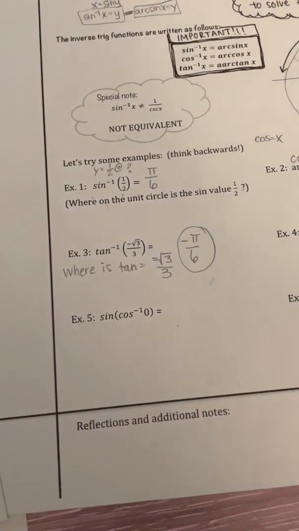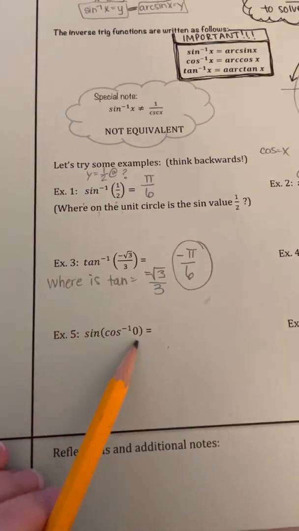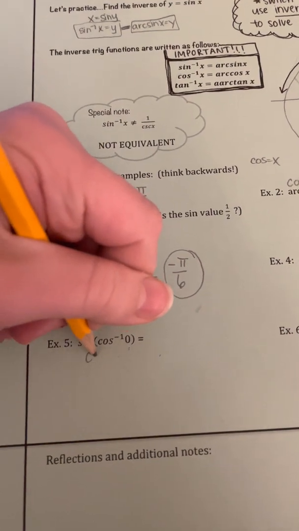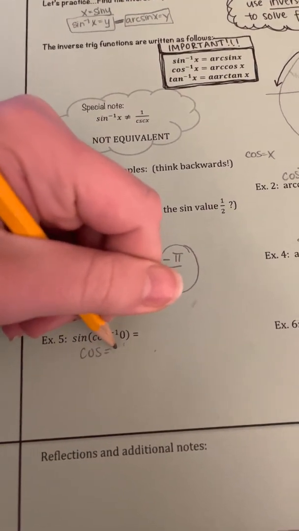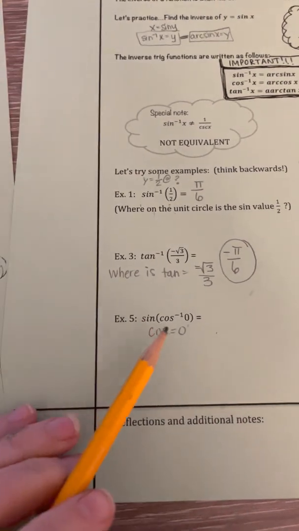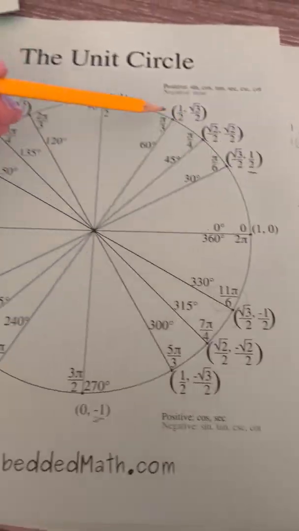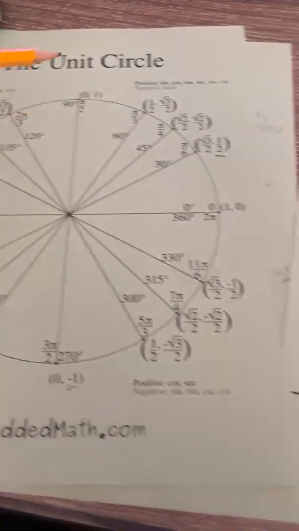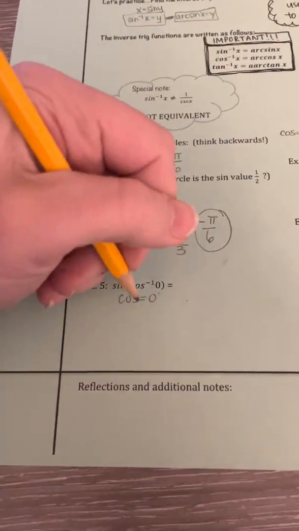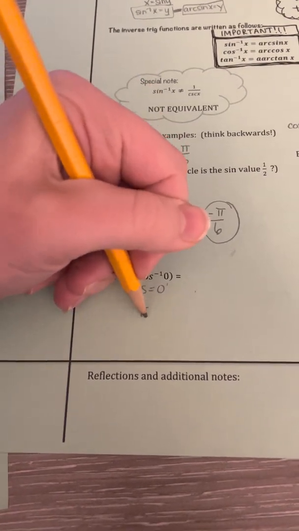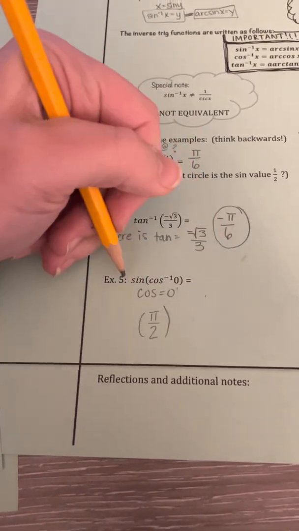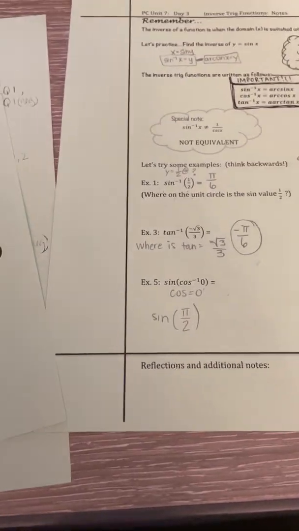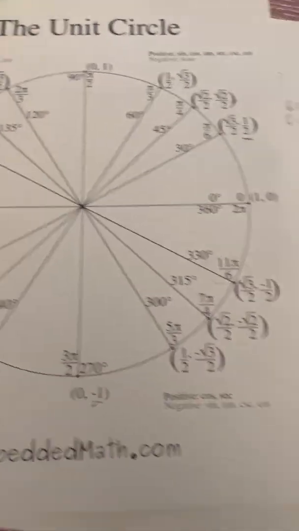All right, they're going to get a little trickier here. So we have to find the inside first and then use it on the outside. So where is our cosine equal to 0? And that's the x value. So we have to find somewhere on this top part where our x value is 0. Boom. That'll be pi over 2. All right, so cosine -1 of 0 is equal to pi over 2. Now we have to find sine of pi over 2, which is the y value, which is just going to be 1.